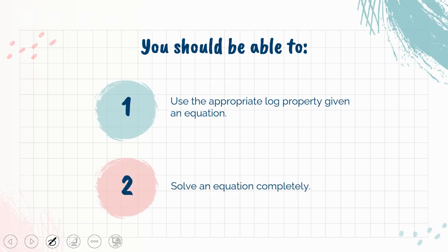I hope this is making some sense for you. I hope that you feel like you are able to use the appropriate log property based on whether you're adding or subtracting, or if you have that number out front, and be able to condense the logs. I hope that you are understanding whether to cancel logs or to rewrite in exponential form in order to solve completely.